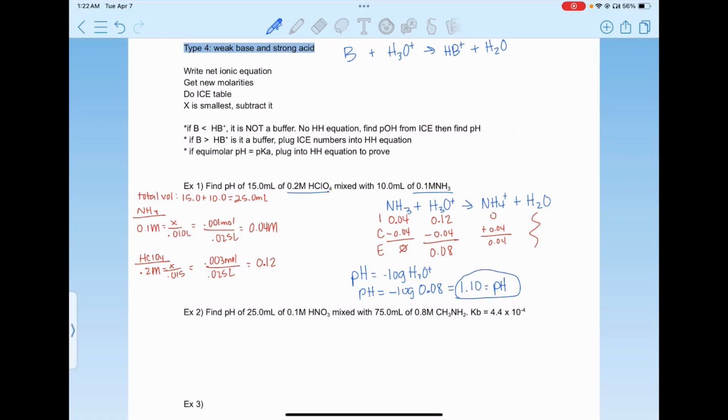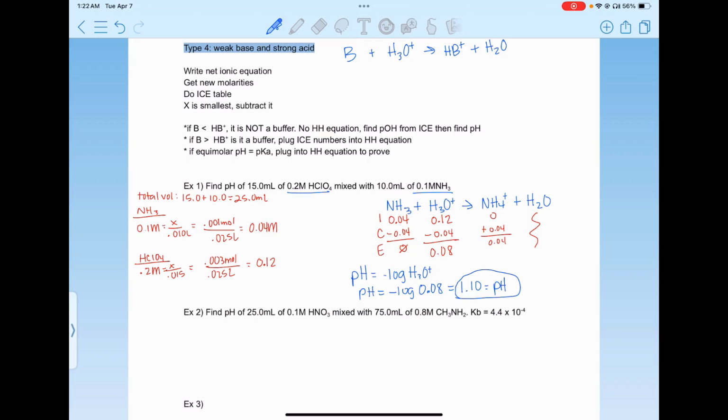Okay, so example 1 for type 4 is just like example 1 for type 3, except this time we're dealing with a weak base, right? And a strong acid. So now that I've found those new molarities, I've plugged them into an ice table. I am subtracting the smallest number from both of those originals, so I have no weak base left. I have H3O plus, which remember is the same thing as H plus. I have that in excess, which means I have more acid than base present.